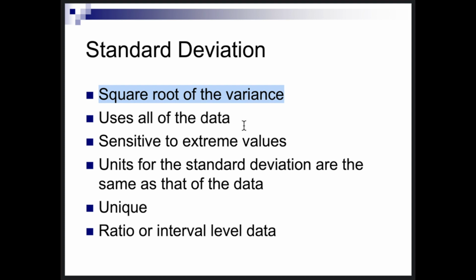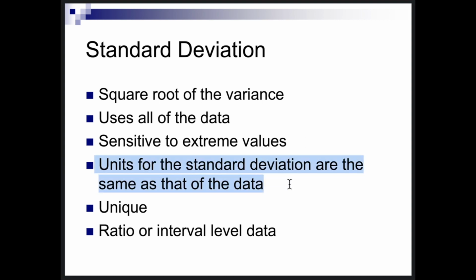Because the variance uses all of the data in its calculation, so does the standard deviation. The variance, as we said, is sensitive to extreme values, and so the standard deviation is as well. But because we're taking the square root of those variance values, the standard deviation is really not quite as sensitive to those extreme values as the variance. As we said, which is the motivation for using the standard deviation, the units for the standard deviation are the same as the units of the data. Because the variance is unique for a given data set, so is the standard deviation.